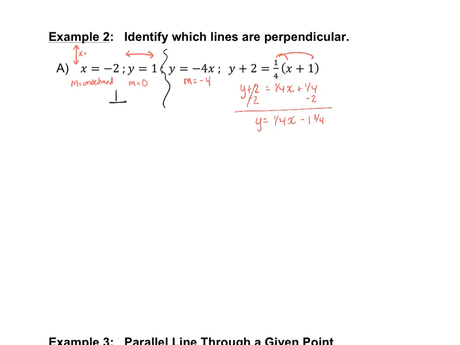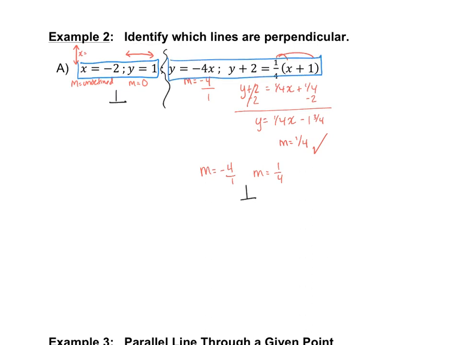So my slope in this one is 1/4. And notice these are negative reciprocals, because if one slope is -4, which is -4/1, the other one would have to be the opposite sign, which is positive, and then flip the fraction upside down. And that's true. So these are perpendicular to each other as well. So my two equations that are perpendicular are these two at first, and then these two.